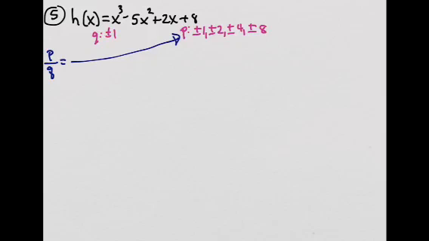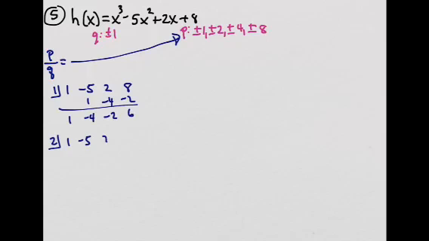So now we're going to start synthetic division, starting with 1, and then negative 5, 2, and 8. Bring down the 1, negative 4, negative 2, negative 2, and 6. So this one did not work. We move on to the next number, 2.